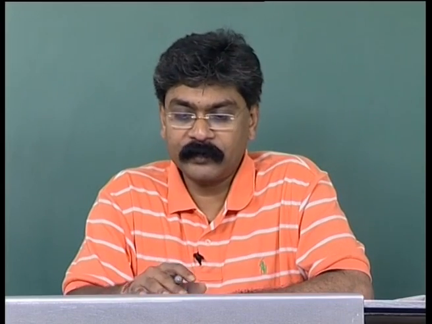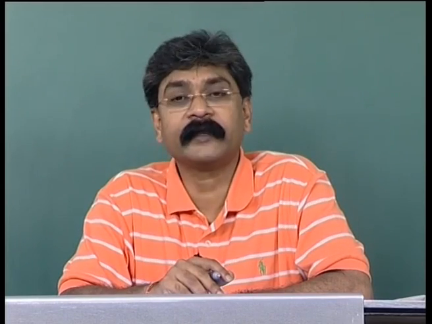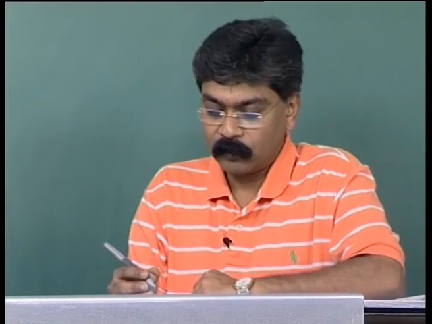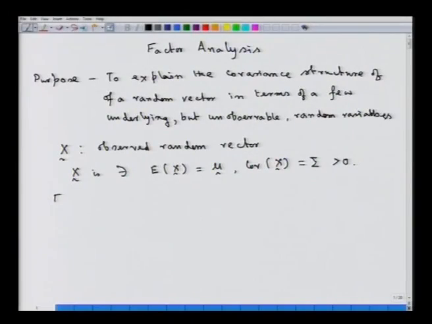Here also we are concerned about the variance covariance structure, the sigma matrix, and we will try to explain this covariance structure sigma in terms of a few underlying factors. We will call them common factors. Those common factors are unobservable random quantities. Let us now look at what we have as a factor analysis model.